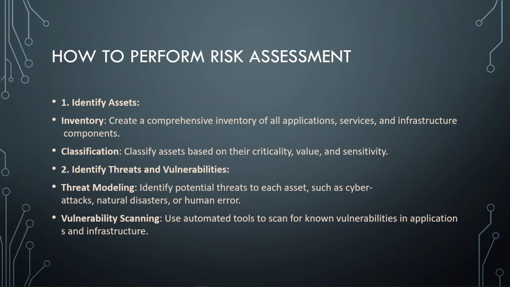Now that you have identified the assets and also classified each of them, your next step would be to identify the threats and vulnerabilities. So you have to perform something called threat modeling. You'll have to identify the potential threats for each asset, such as cyber attacks, natural disasters, or human error. Once you identify the potential cyber threats, you can use vulnerability scanning, such as automated tools, to scan for known vulnerabilities in an application or infrastructure.